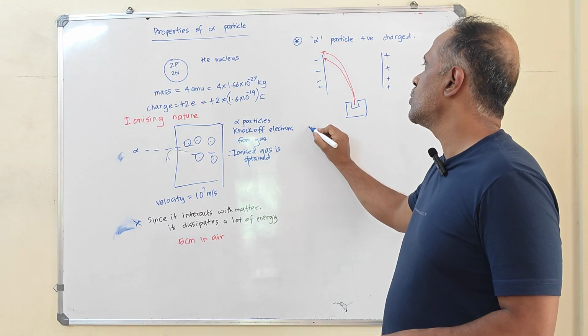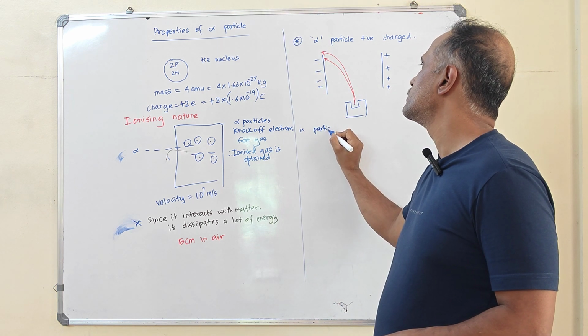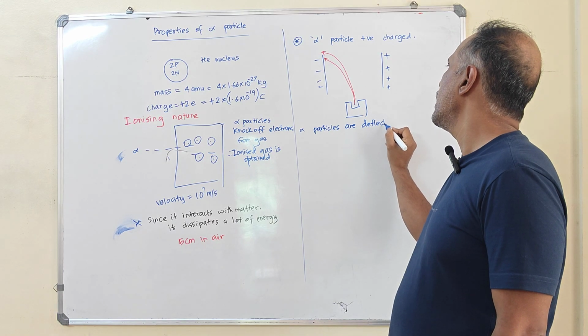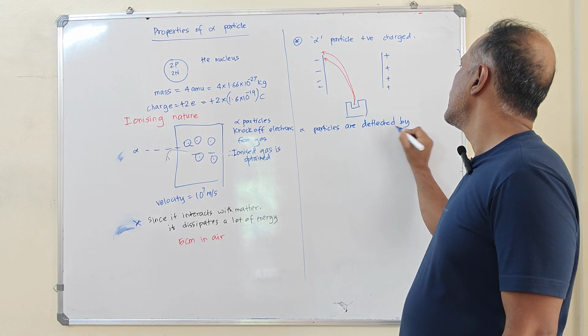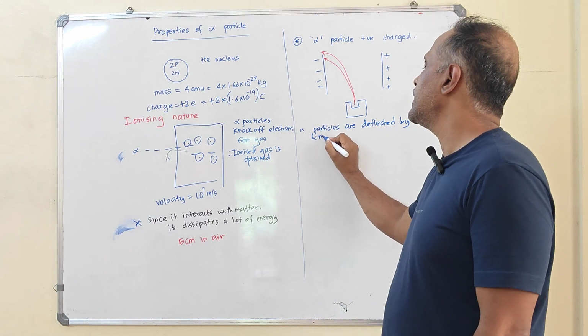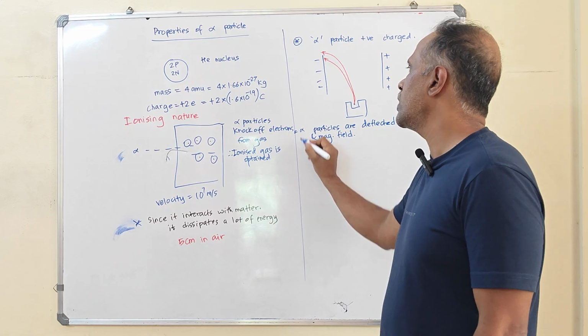So I can say that alpha particles are deflected by electric and magnetic field. This was one more point.